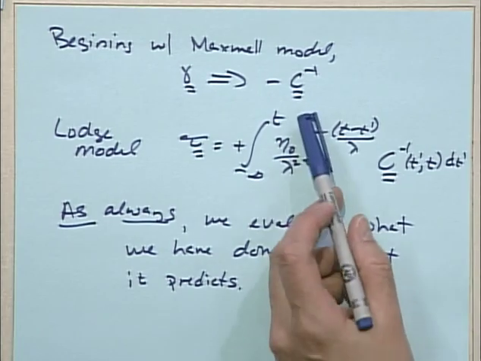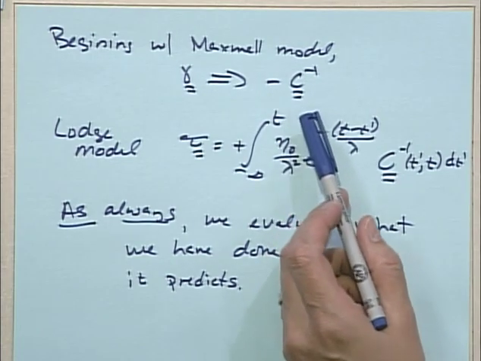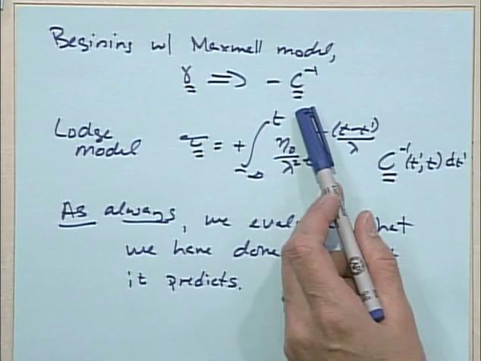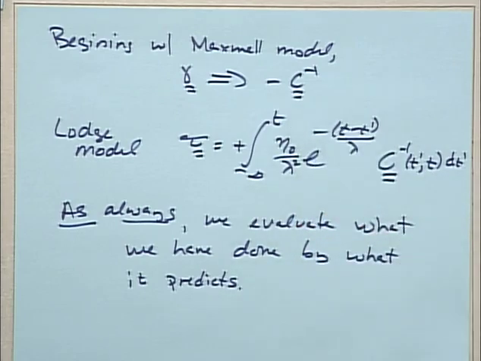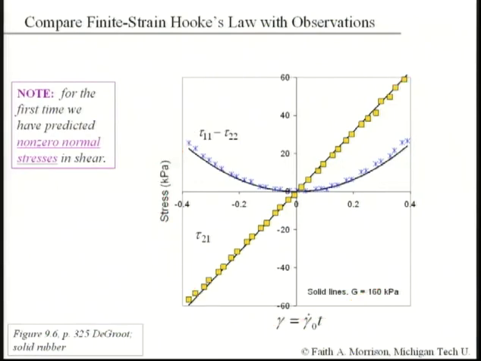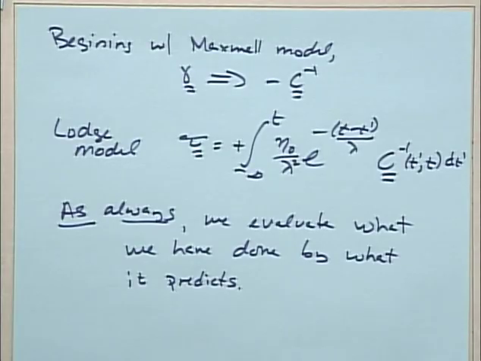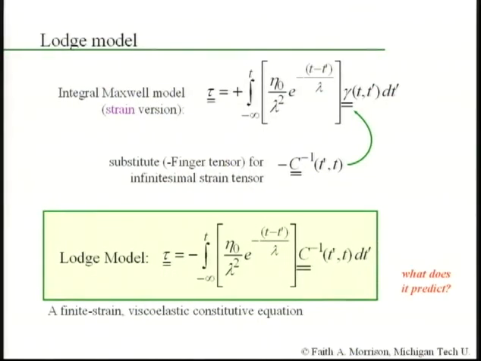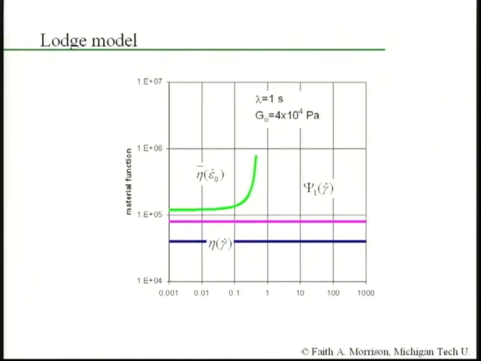So we originally evaluated the Finger tensor in a Hooke's law for a solid, and as we see from this slide, we got very good agreement. Okay, so this was for a Hooke's law using the Finger tensor. And then when we did this substitution into a Maxwell model, we got the result that I just wrote down right here, the Lodge model, and these predictions.